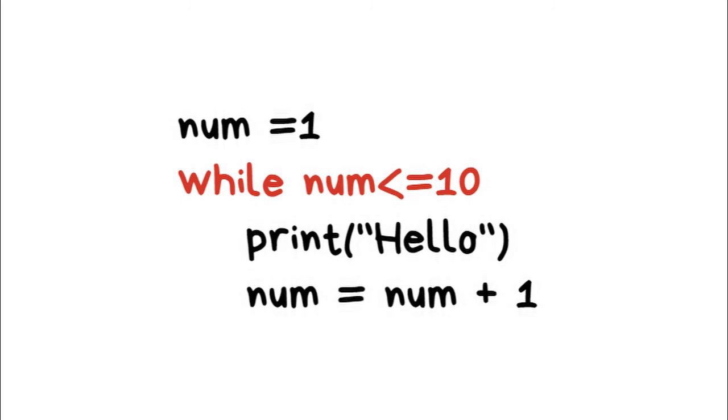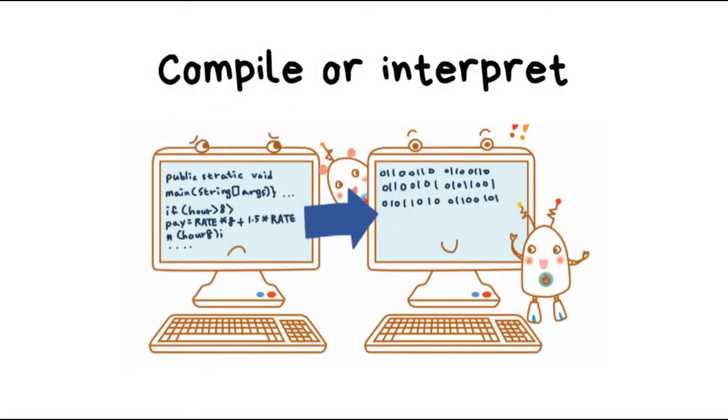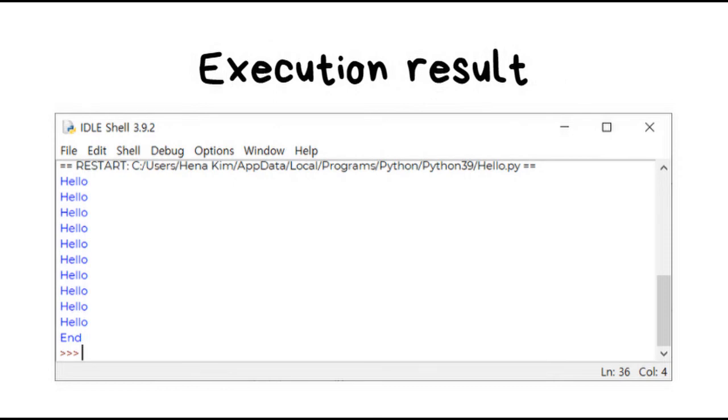Thus far, we've written human-readable code. Computers can only read binary code, which means that we need to translate the human-readable code into binary code. Here, the translation process is referred to as compiling. After the compiling is complete, you are ready to run the code. So let's run the code now. If you run the code, you will see the output.